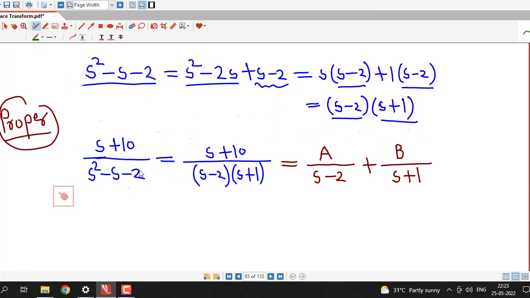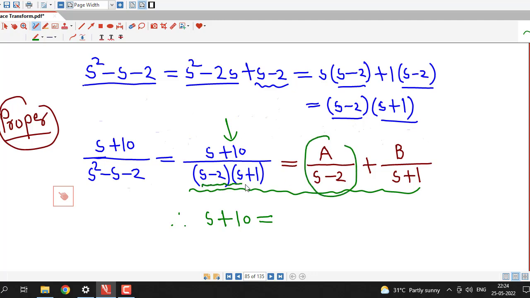Now once we write this as a sum of two partial fractions, we have to determine the two constants A and B. For that we multiply the whole equation by the product s minus 2 into s plus 1. Then in this term I will be left with s plus 10. If I multiply this term by s minus 2 into s plus 1, then s minus 2 will cancel out, and I will have A times s plus 1.